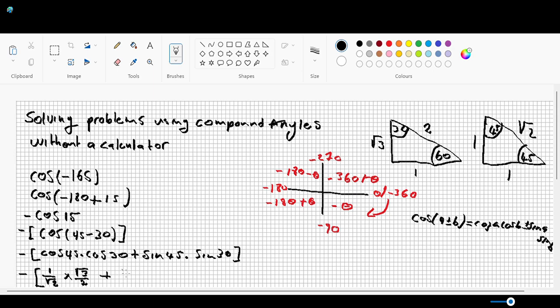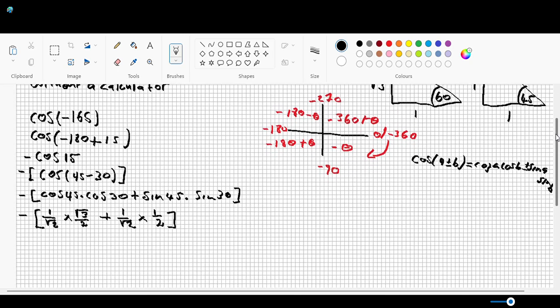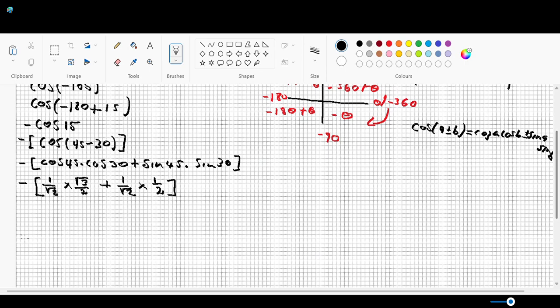Then we look at sine 45. Sine 45 is 1 over root 2. Alright, then multiply. Then we look at sine 30. When you look at sine 30 on the other triangle, it's going to be 1 over 2. Now this is what we have so far with our simplification.